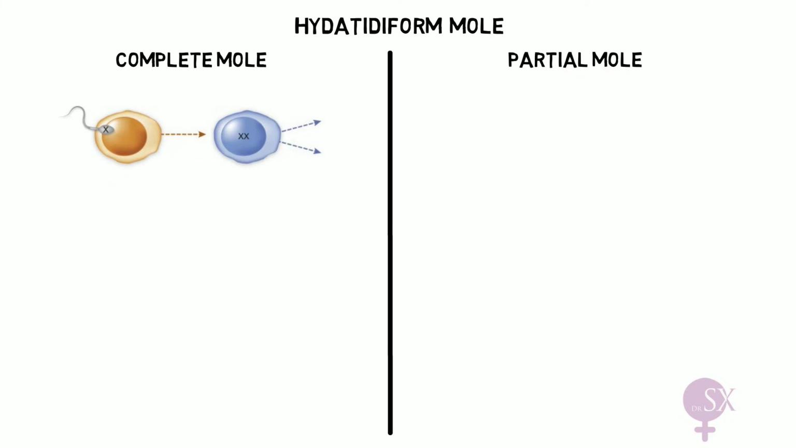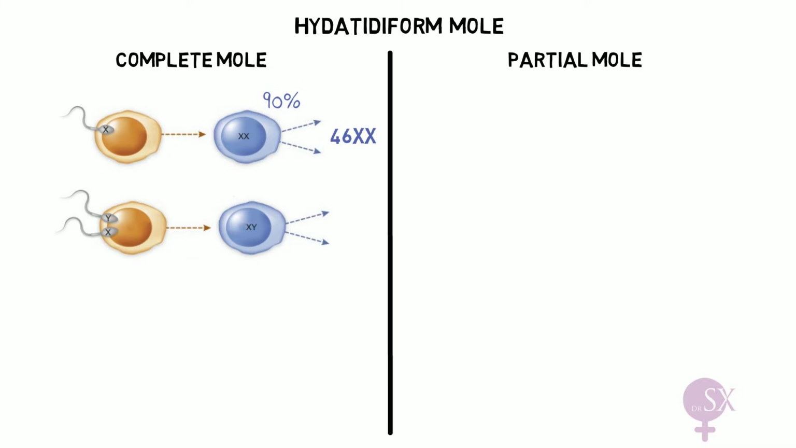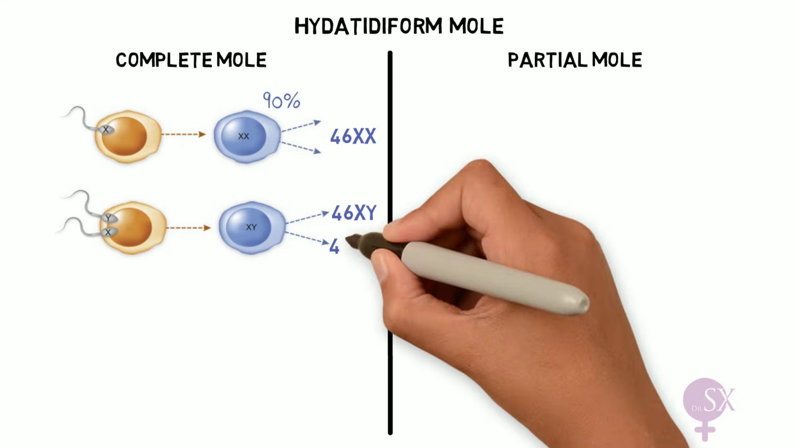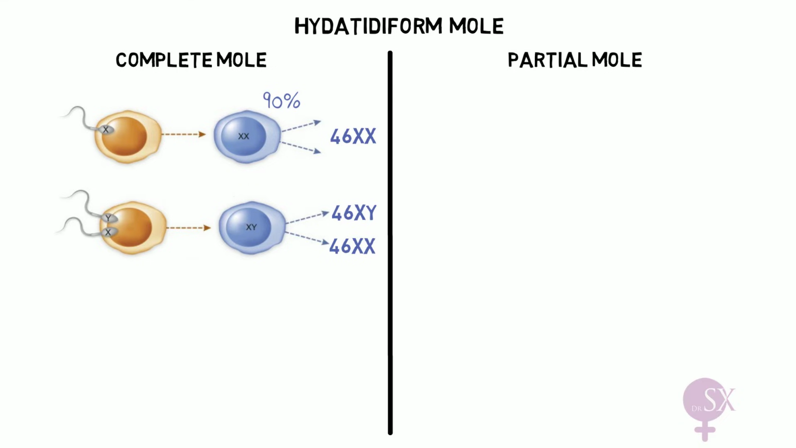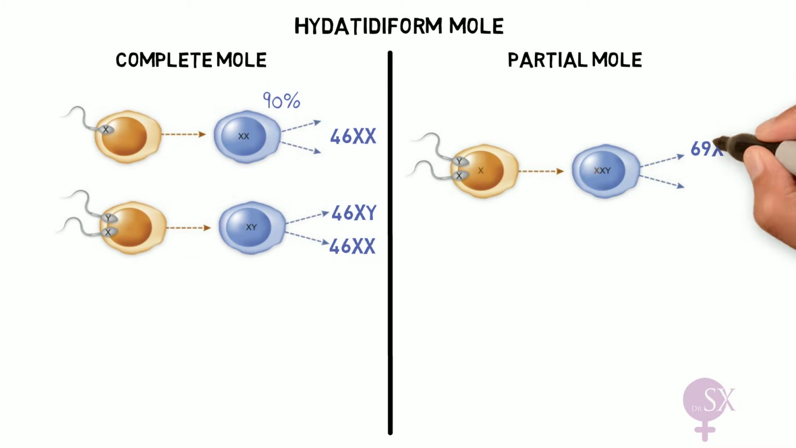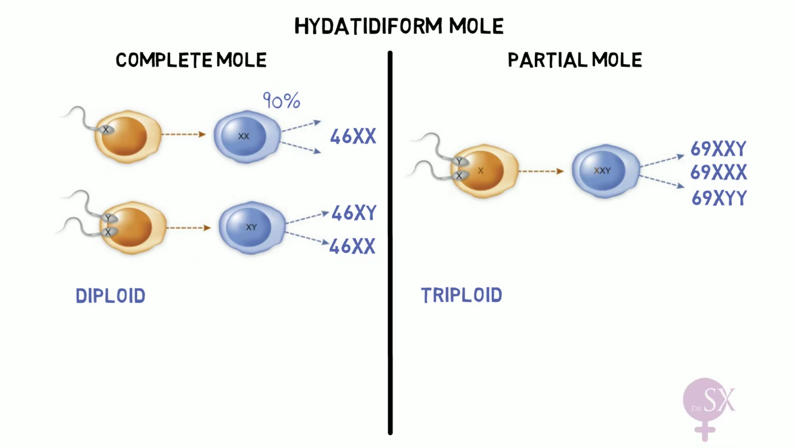Complete mole most commonly occurs when an empty ovum is fertilized by one sperm, and this occurs in 90% of cases. The chromosomes will duplicate and give a karyotype of 46XX. Sometimes a complete mole occurs when an empty ovum is fertilized by two sperm, giving a karyotype of 46XX or 46XY. On the other hand, a partial mole occurs when an ovum is fertilized by two sperm. This will give a karyotype of 69XXY, 69XXX, and 69XYY. So, a complete mole is genetically diploid, while a partial mole is genetically triploid.